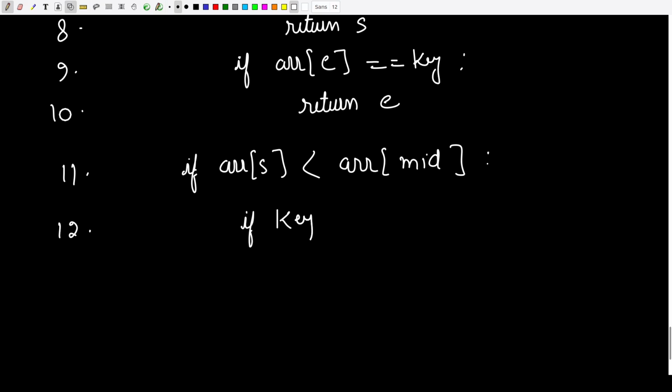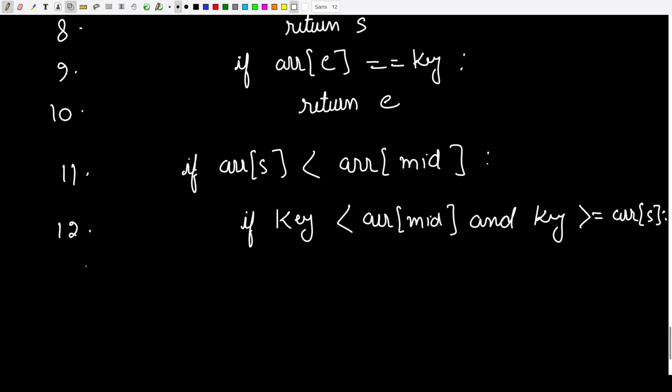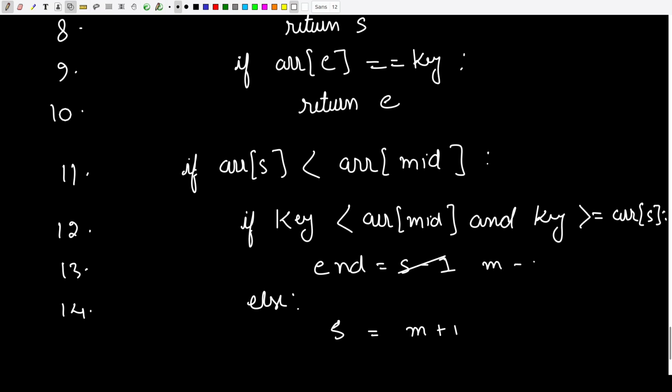So if key is there in the first part of the array, then key will be less than ARR mid and key will be greater than or equals to ARR start. In such case, we just have to update our end pointer, and end will be equals to mid minus 1. Otherwise, the key belongs in the second part, because of which we will update our start pointer, and start will be equals to mid plus 1.